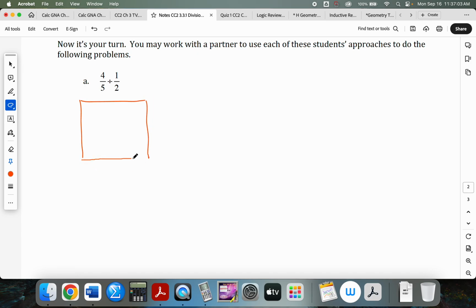So I'm going to start off with the square. Does it matter which way I divide it into 5 equal pieces? No. So I'm going to try to divide it into about 5 equal pieces this way. And then I'm going to shade in 4 of them.